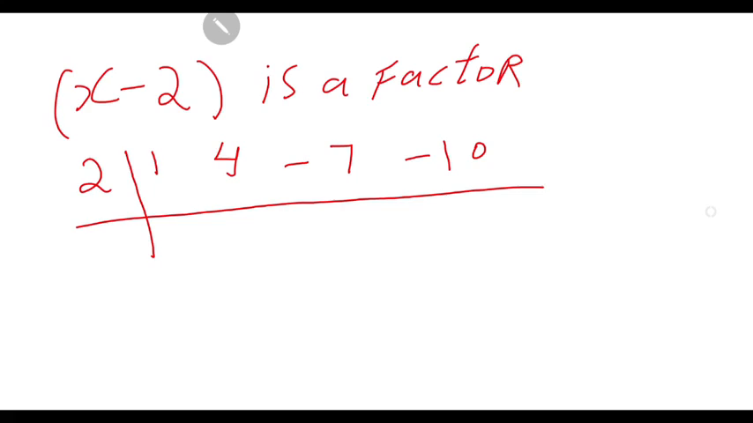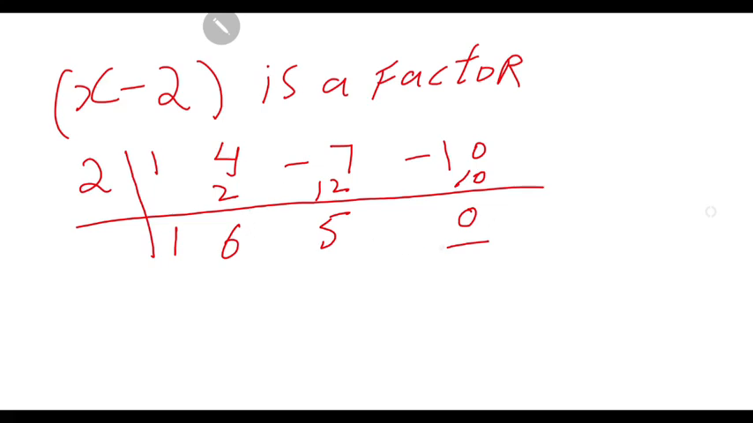So now bring down the first coefficient, 1. 2 multiplied by 1 is 2, then add 4 to get 6. 6 times 2 is 12. I add again, and the answer is positive 5. 5 times 2 is positive 10. I add, and the answer is 0. If you see the last answer is 0, it means x - 2 is a factor.